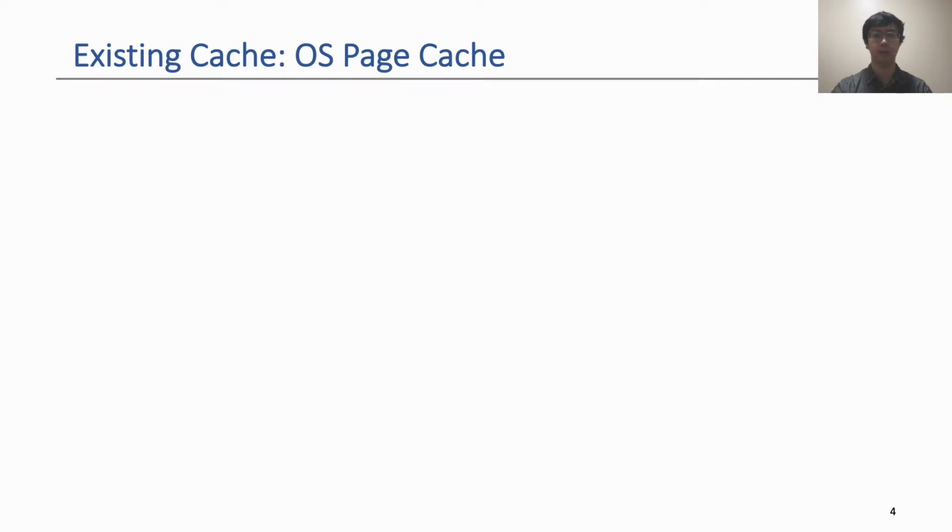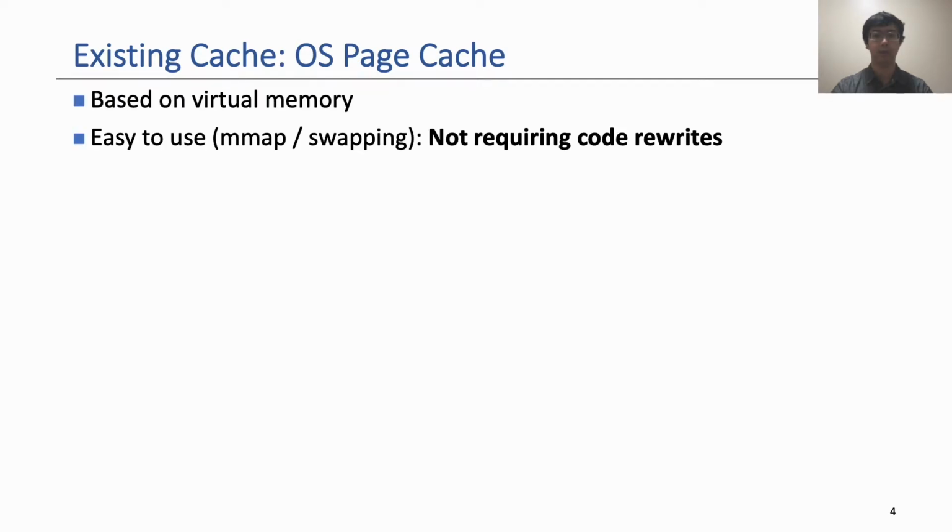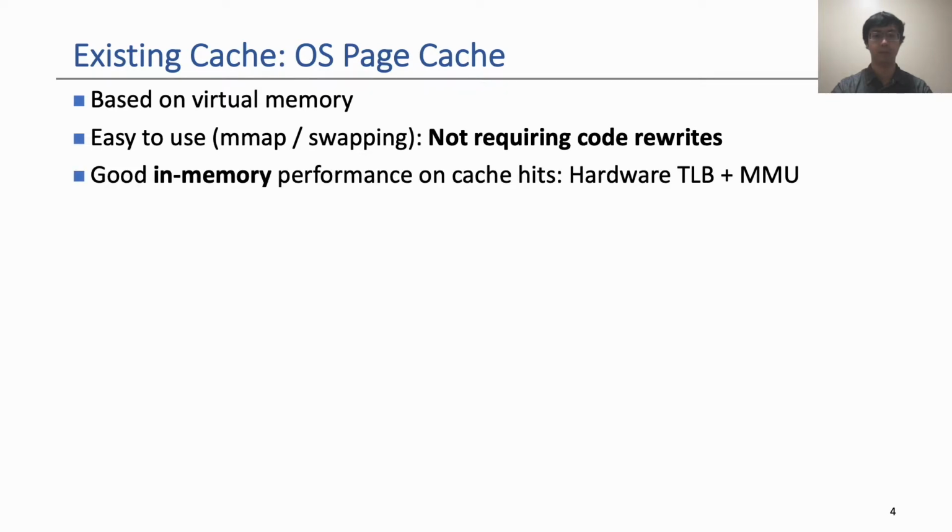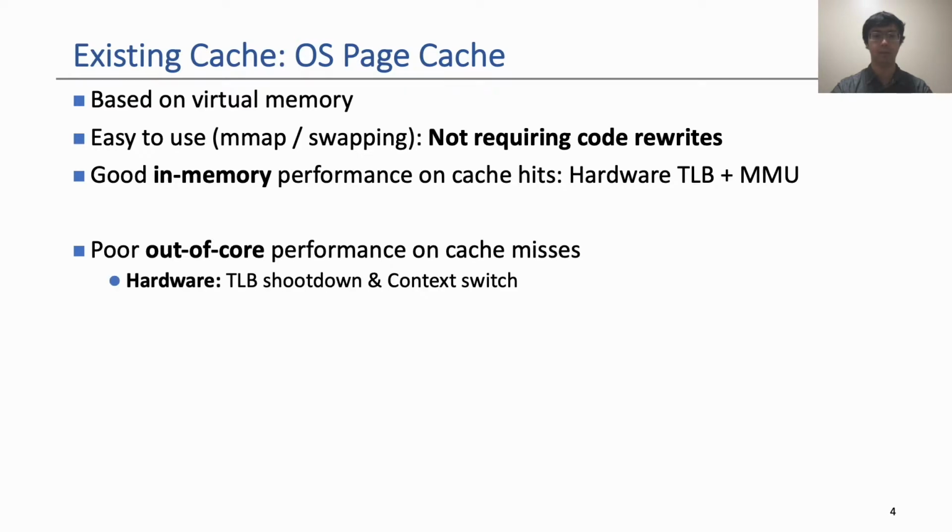Operating systems provide a page cache based on virtual memory and page faults. It's easy to use and does not require code rewrite for in-memory programs. Page cache has good in-memory performance on cache hits because it uses hardware TLB and MMU to take over page table lookups, but it has poor out-of-core performance on cache misses. Page cache relies on hardware support of virtual memory, and current CPUs cause the TLB shootdown problem and context switch overhead. In addition, the current Linux implementation uses global locking, and this makes the Linux page cache not scalable.